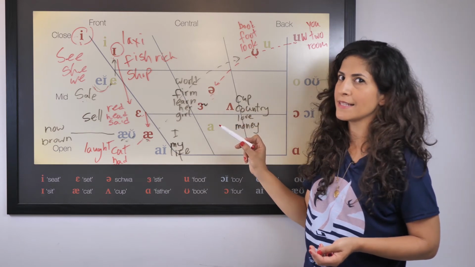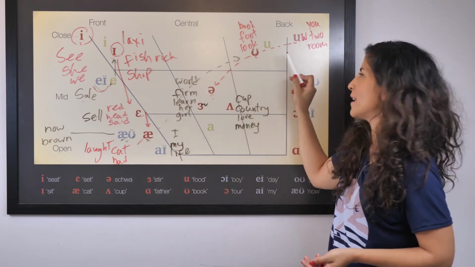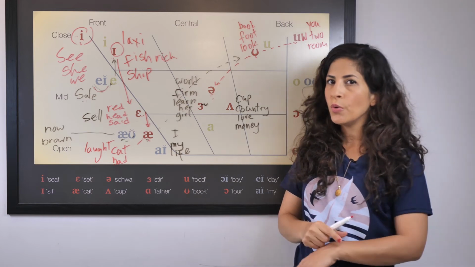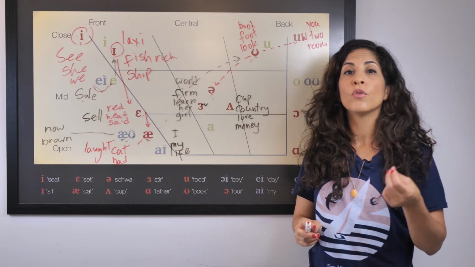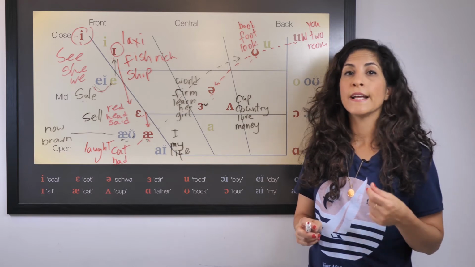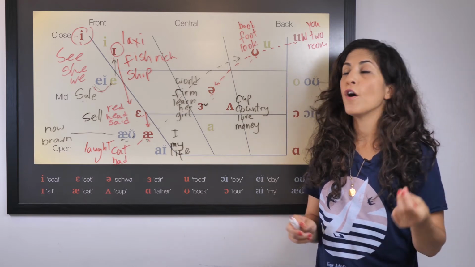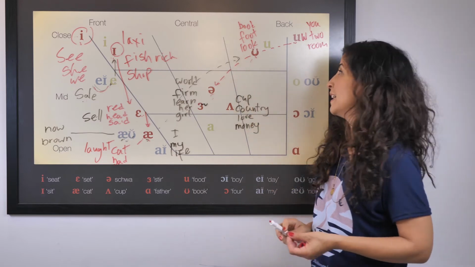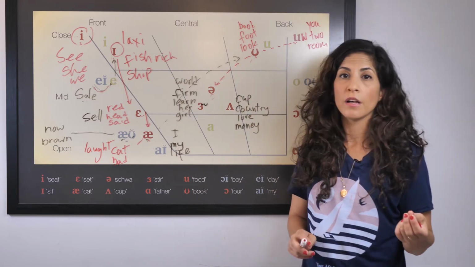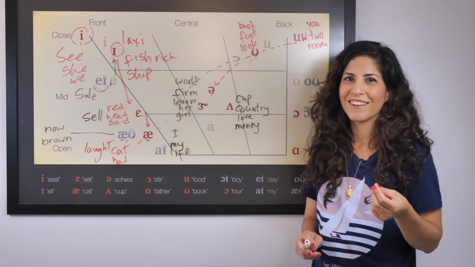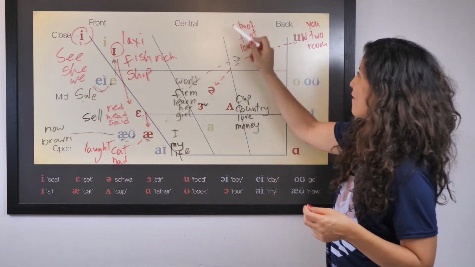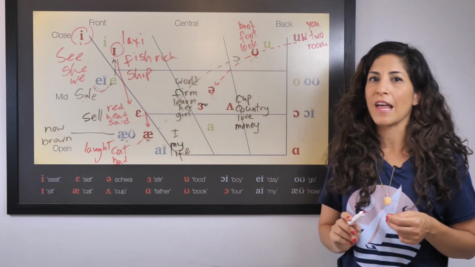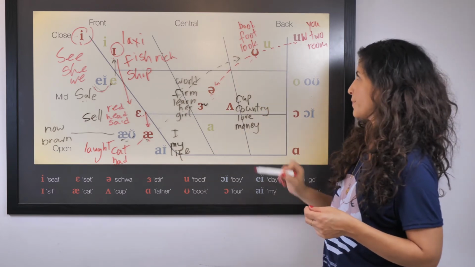Does that make sense? Okay, let's look at it again. So tense, and this is the relaxed. So it's not book, foot, look. It's book, foot. Lips are not really rounded. And look, took, push, pull. All of them have the same vowel sound, and that's the relaxed sound.